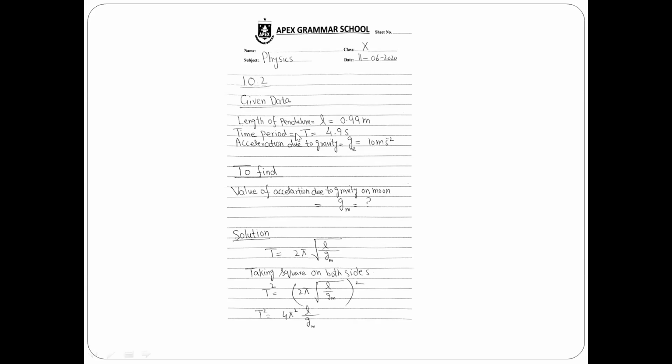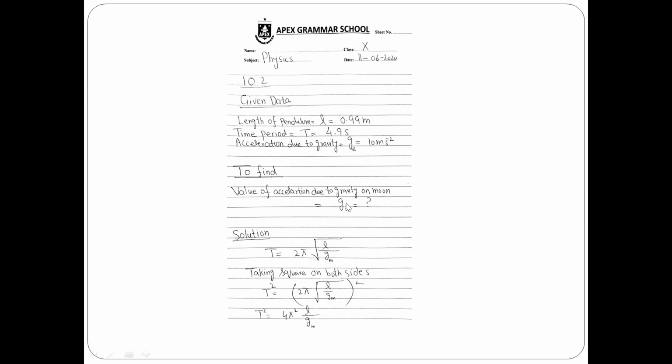So what is given? First of all, I will write given data. Length of pendulum is L, 0.99 meter. It is given to me. Time period is also given to me, which is 4.9 second. Acceleration due to gravity, which is on Earth. Since it is on Earth, that's why I'm placing E underneath G. G equals to 10 meter per second square. So in this numerical, we are going to find the value of the acceleration due to gravity on Moon.